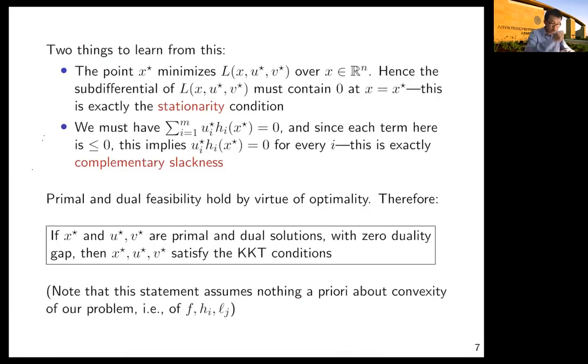Okay, and then the feasibility conditions are trivially true since we are assuming that u*, v*, and x* are the optimal solutions to begin with. So that checks all the conditions in the set of KKT conditions. Notice that we are not making any assumptions about the convexity of the optimization problem. So this is fully general, but we are making a very strong assumption that the duality gap is 0. So now let's look at the converse.